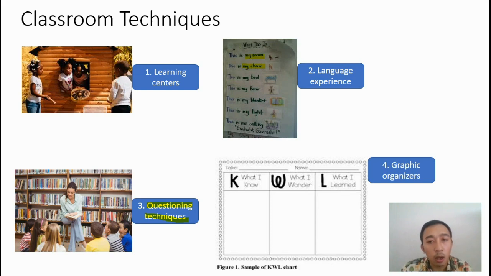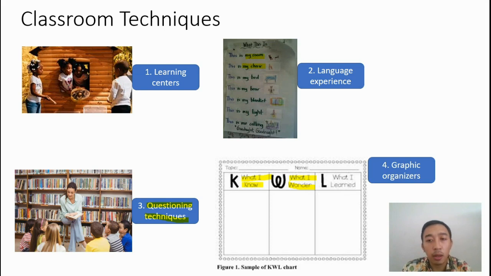Sometimes the students lose focus when they are reading. Then they have to have a guideline for what they read. For example, we have the formula of K, W, and L. K stands for what I know. They have to write down here what they know. And they have to write down also what I wonder. What I wonder means what I want to know. Okay, what I want to know by reading.